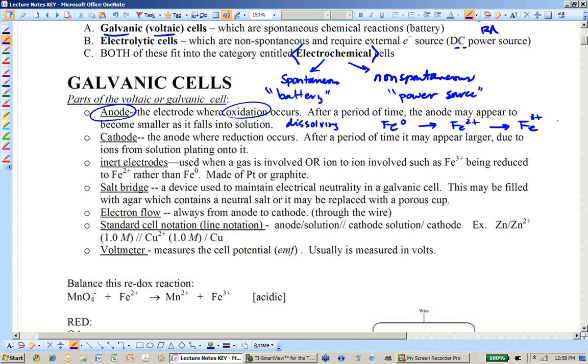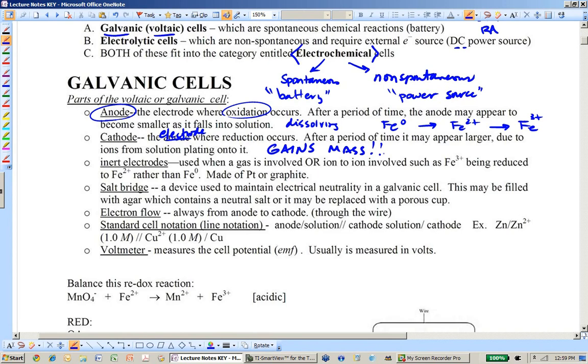The cathode is the electrode where reduction occurs. There's a typo there. After a period of time, it's going to appear larger or more massive, or it's going to have plating taking place, or crumbly bits attached to it, due to the ions from solution plating onto it. So this one gains mass. And you're going to be glad you know that. Trust me. I've seen your test questions.